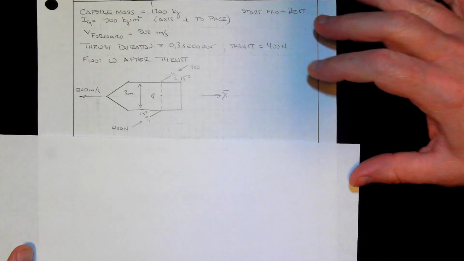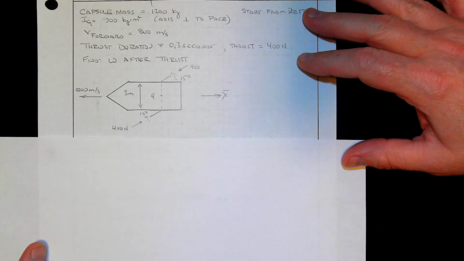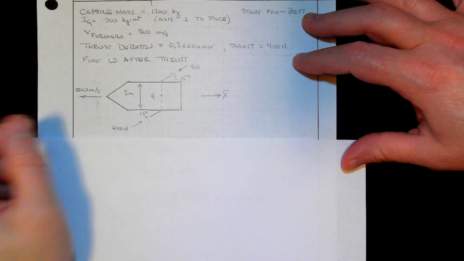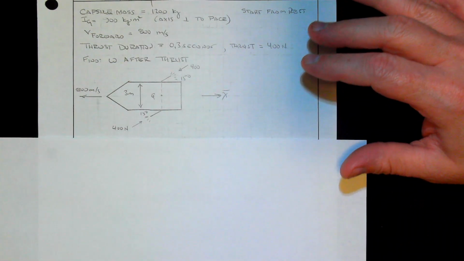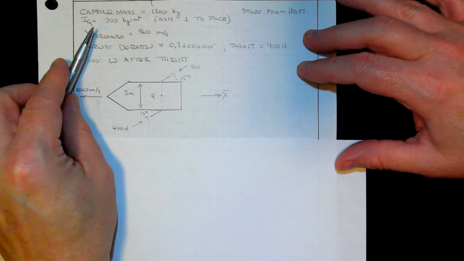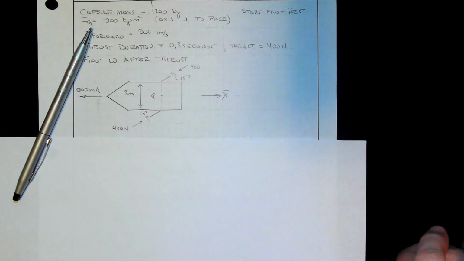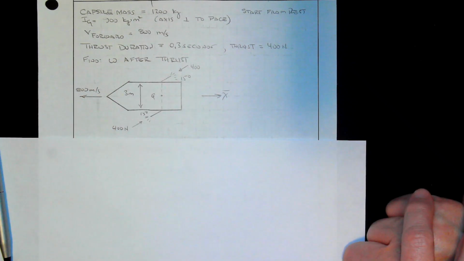All right, we're going to start our first problem for rigid body momentum. What we have here is a capsule off of our rocket. The capsule mass is 1,200 kilograms. Mass moment of inertia through the center of gravity, 900 kilogram meters squared. That would be coming out, so this is for an axis perpendicular to the page.